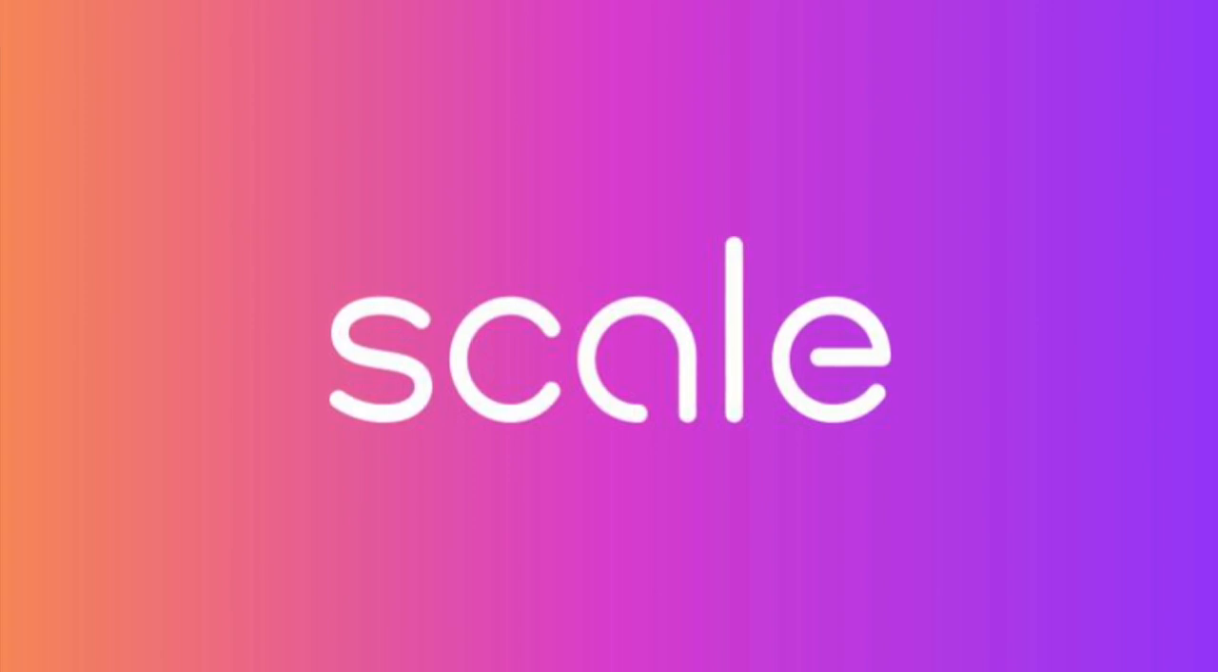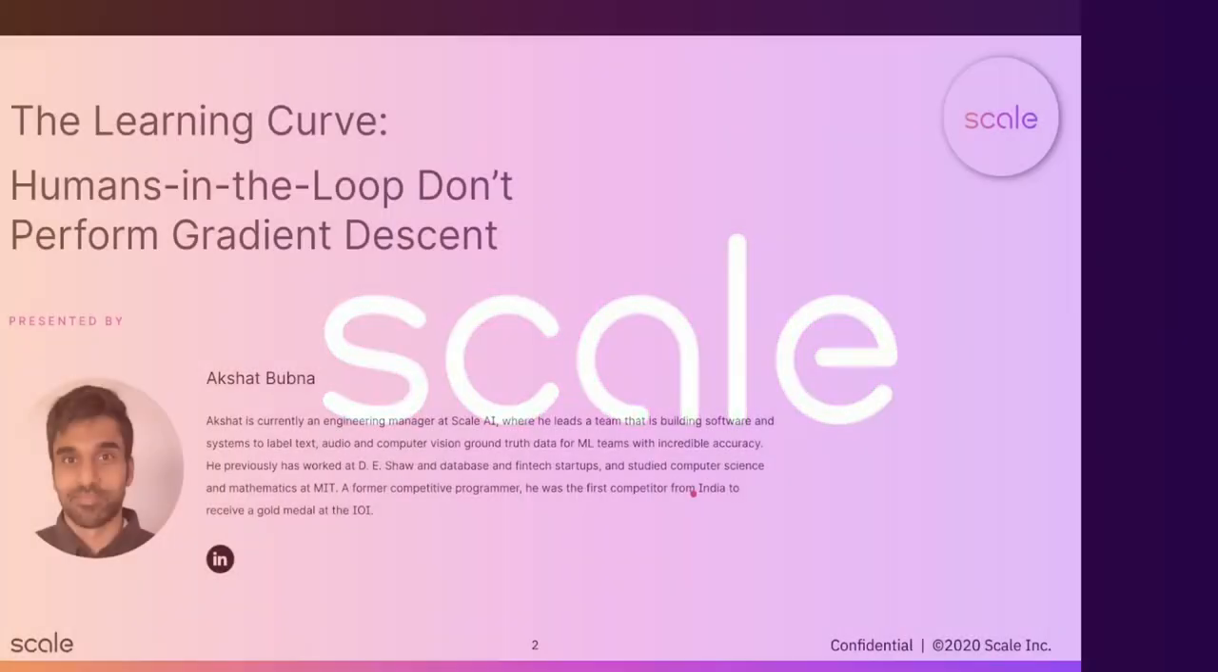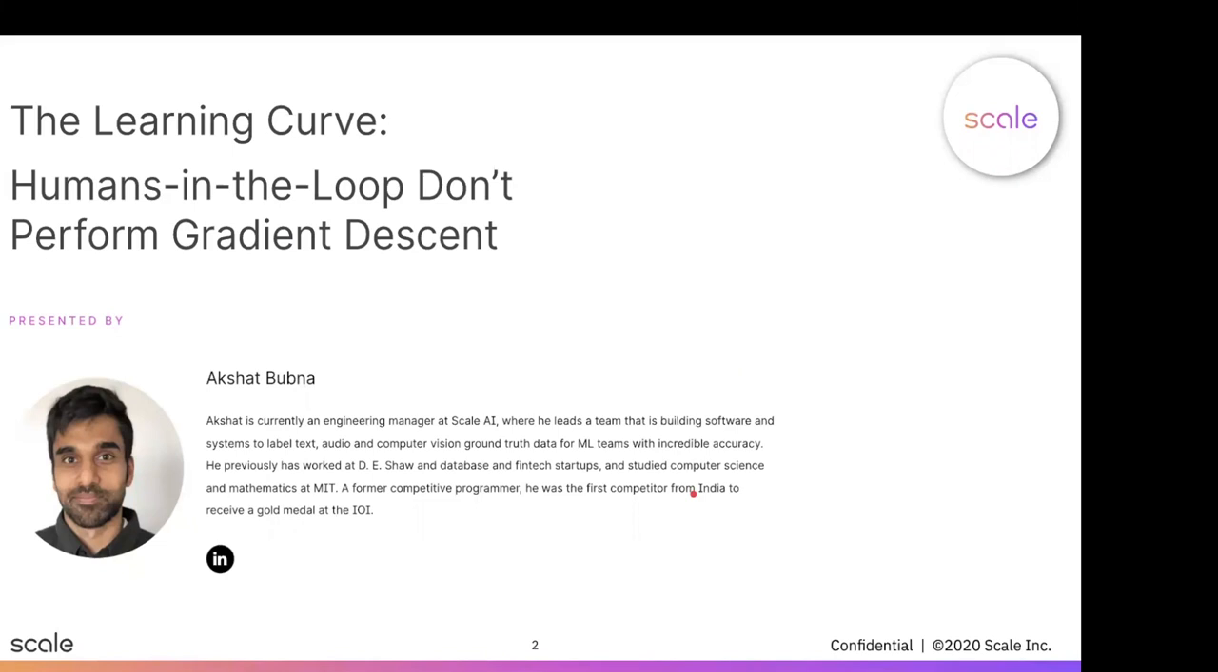For those of you who are not familiar with Akshat, Akshat is an engineering manager at Scale, where he leads a team that's building the software and systems to label text, audio, and computer vision data for machine learning teams.